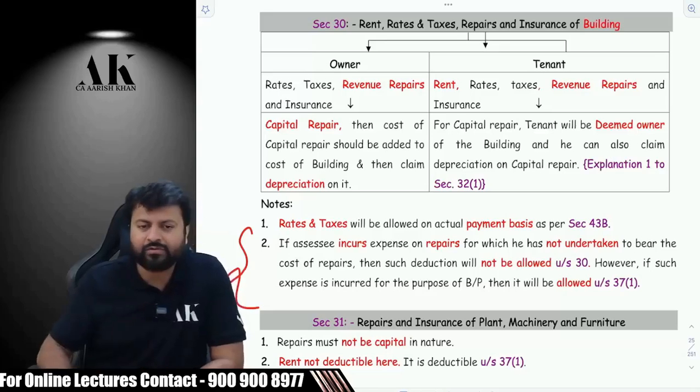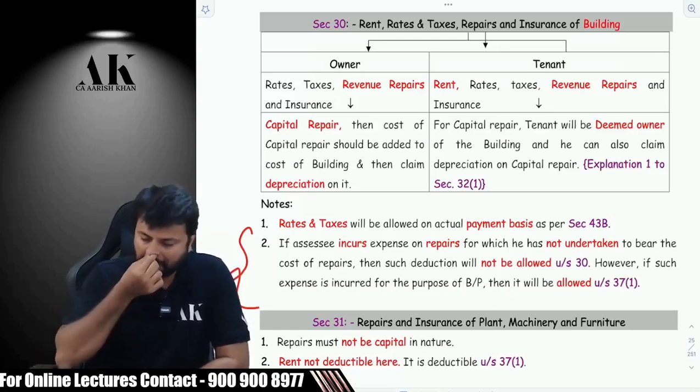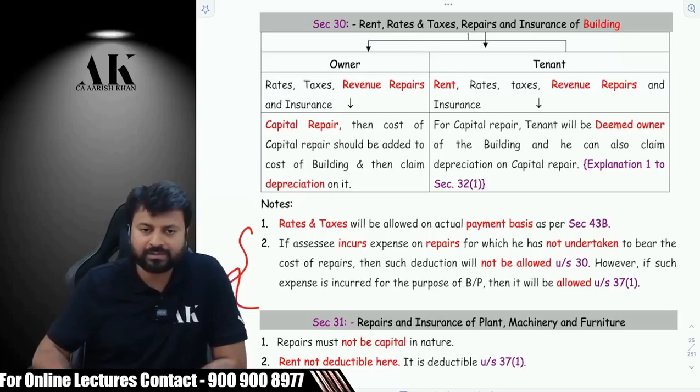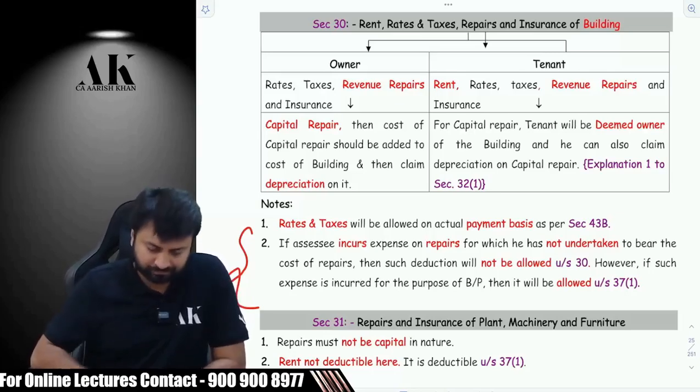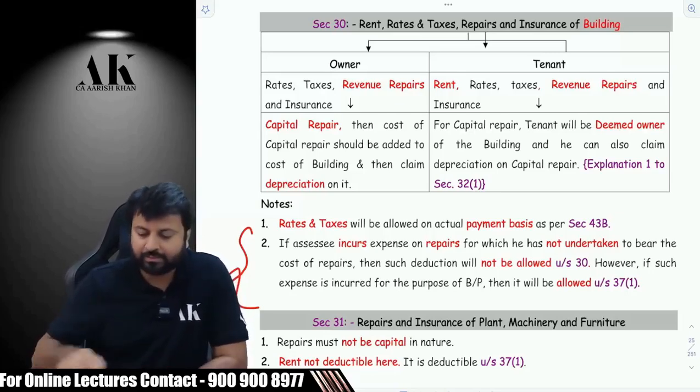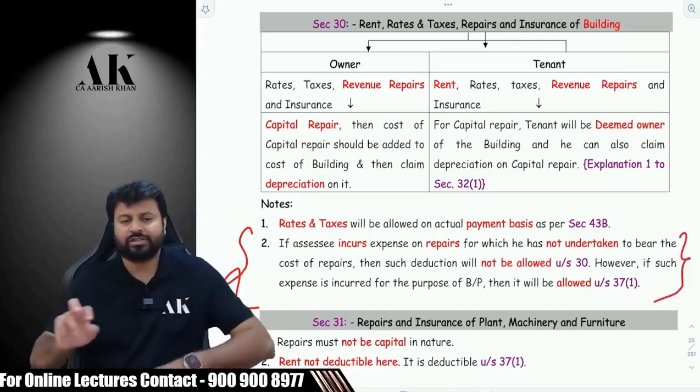Read this point number 2 if you want. Yes, Prashant, you can ask. The requirement of undertaking is only for revenue repairs, right? Not for capital. No, it's not for capital repairs. There is no condition like that in the chapter of depreciation. Okay. Read. It's an important point. You will find some or the other adjustment based on this particular point in your questions later on.